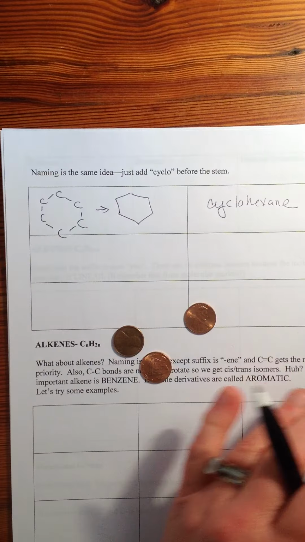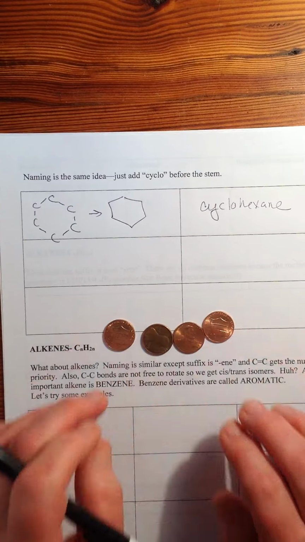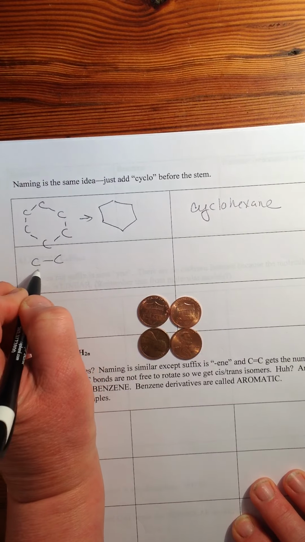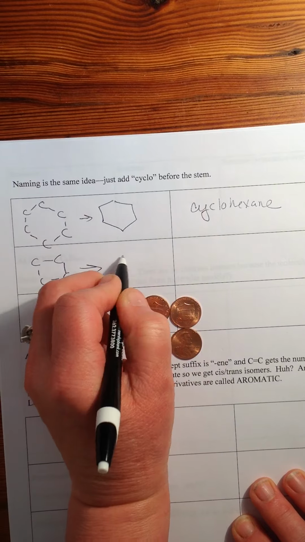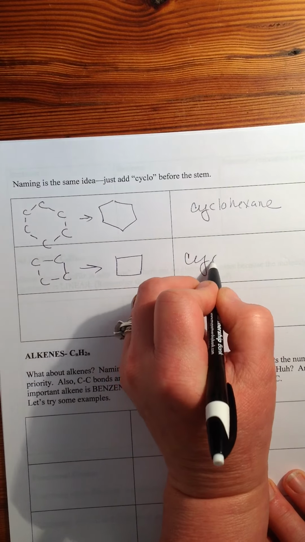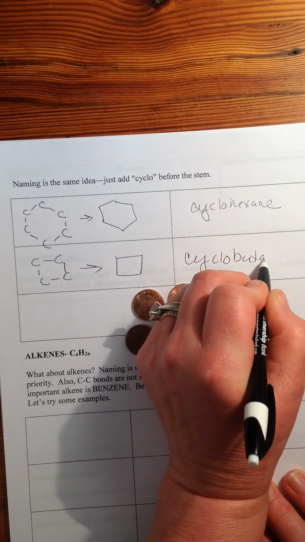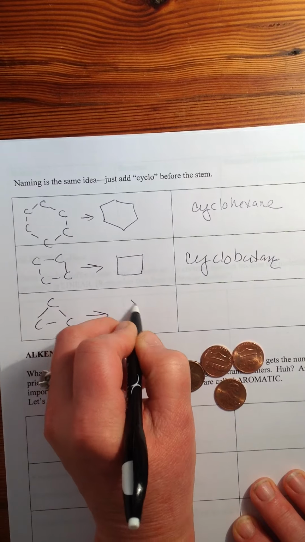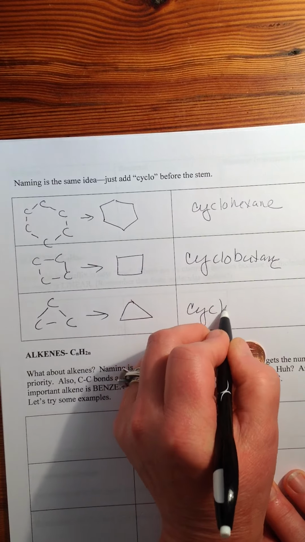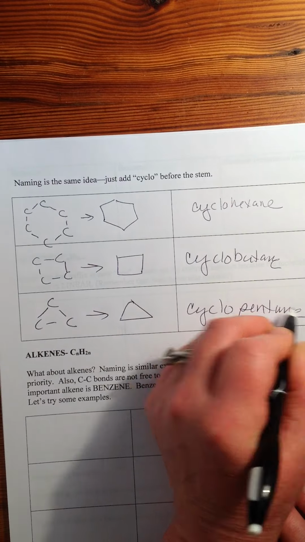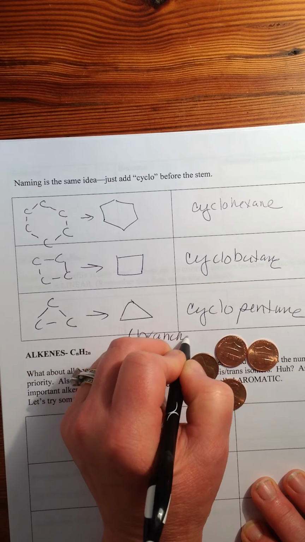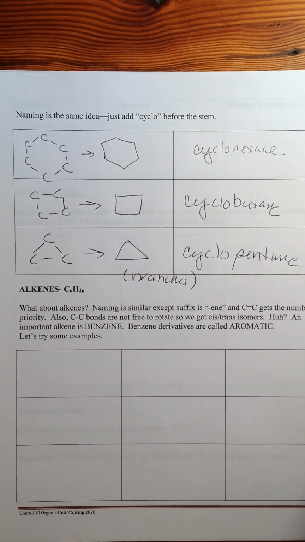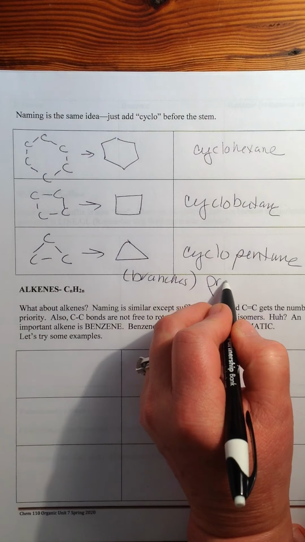I can take 4. Here's my 4. Put it in a structure that's cyclic. 1, 2, 3, 4. So it's kind of like geometry. Cyclobutane. 3 carbons. Cyclopentane. And we can put branches on this, and we can talk about this for weeks and weeks, which is actually what you would do in a regular organic class. Okay? Practice.